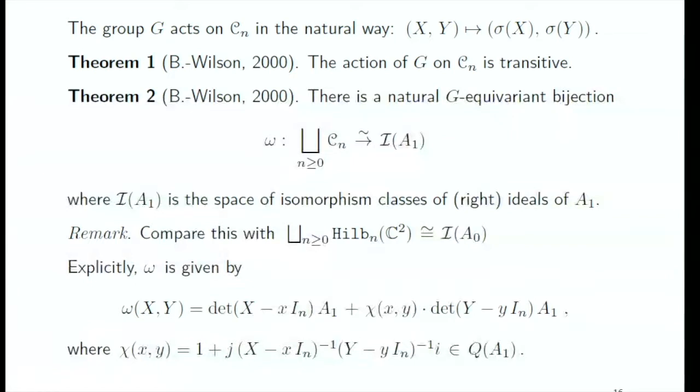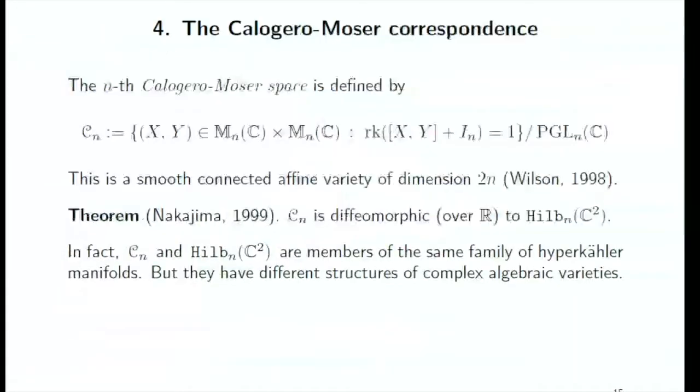For n equals 1 it is just C2, and these are just numbers. And so sigma acts on such points the same way it acts on points on the usual plane. I should have put sigma inverse, but of course, for the theorem, it doesn't matter. So this action is transitive.